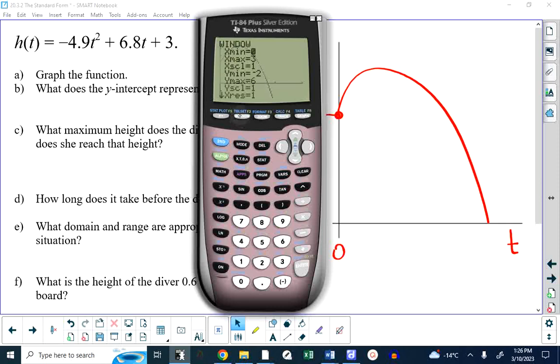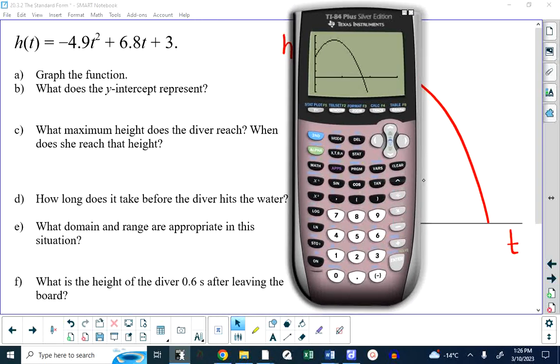If I were to go back and change that to x scale 0.5 and graph, it's just going to show a tick every 0.5. That's why I was able to see, when I had x scale of 1, and I like x scale of 1 unless it's a lot of ones all crowded together, that she hits the water somewhere between 1 and 2 seconds. Let's answer all of the questions.